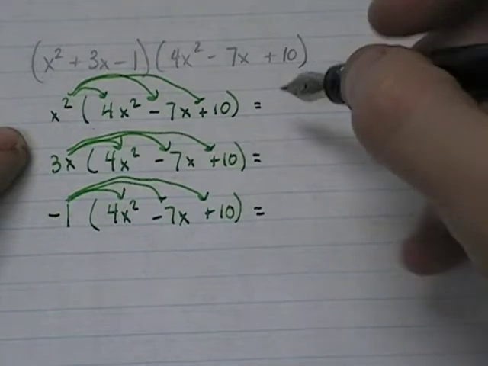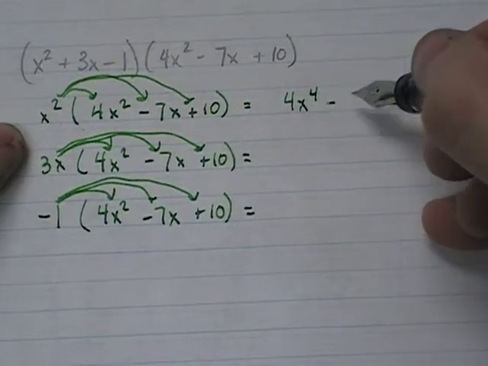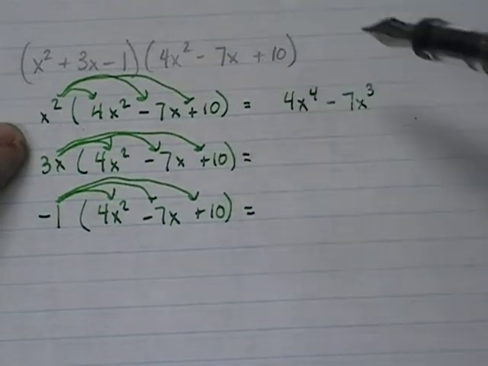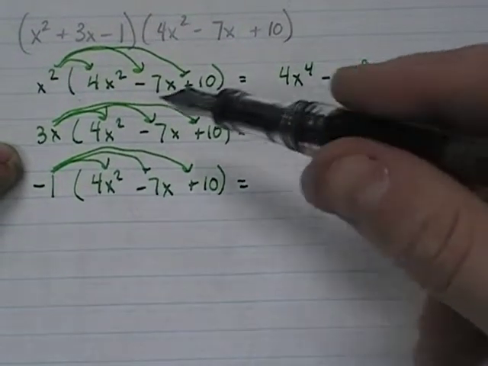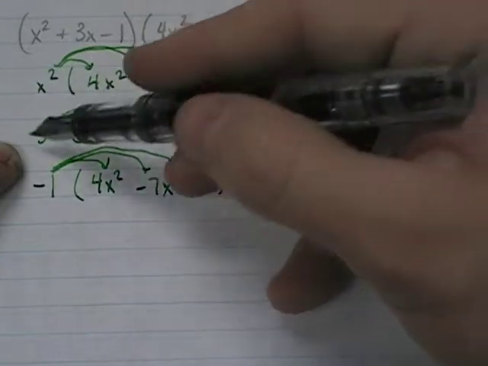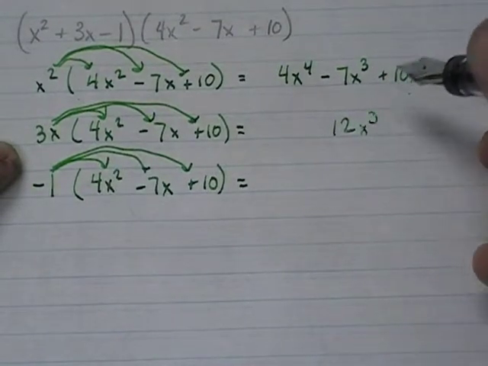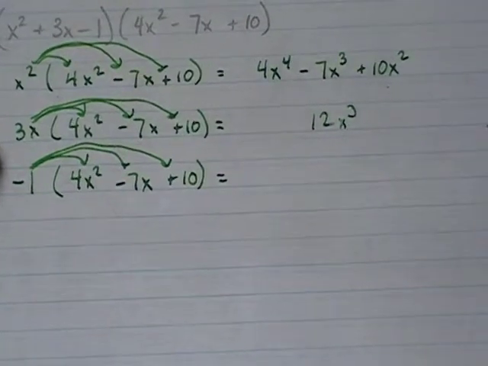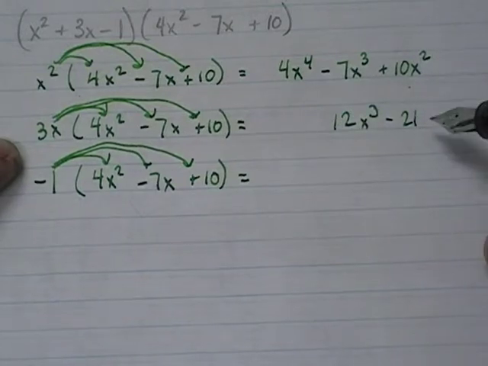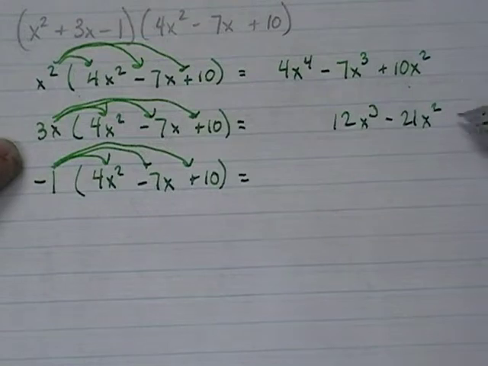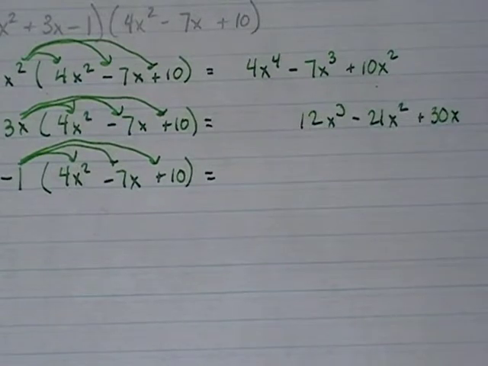Okay, so x squared times 4x squared gives me 4x to the 4th. X squared times negative 7x is negative 7x to the 3rd. And x squared times 10 is 10x squared. Then down to the second multiplication sentence, 4x squared times 3x, so this first multiplication. 3 times 4 is going to give me 12, and x times x squared is going to give me x cubed. And notice I go ahead and just line up my x cubes to make this work. And then 3 times negative 7 gives me negative 21, and x times x will give me x squared, and then 3x times 10 is 30x. Okay? So far, so good.